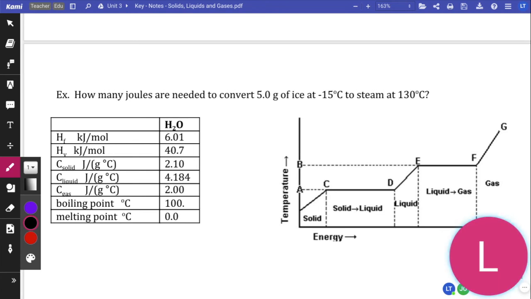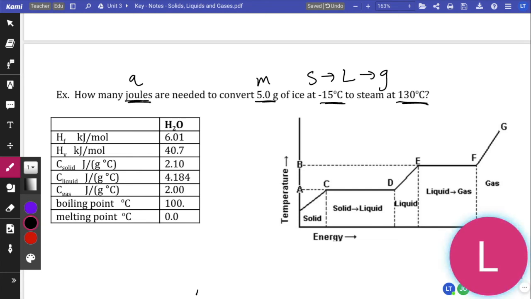So let's start with our problem. Our problem says, how many joules, so how much energy, we're looking for Q here, are needed to convert 5 grams of ice, so there's our mass, at negative 15 degrees Celsius to steam at 130 degrees Celsius. So what we can see here is we're starting with a solid, then we're going to become a liquid, and then finally we're going to end up at a gas. So we are going through 2 phase changes, and we are going to be in all 3 states of matter.